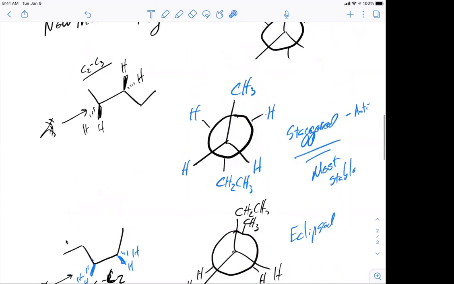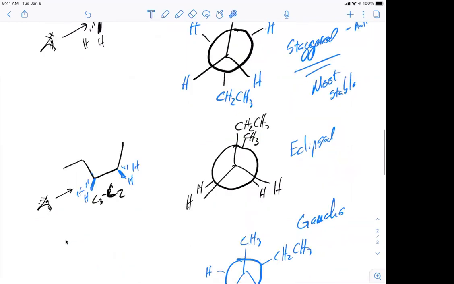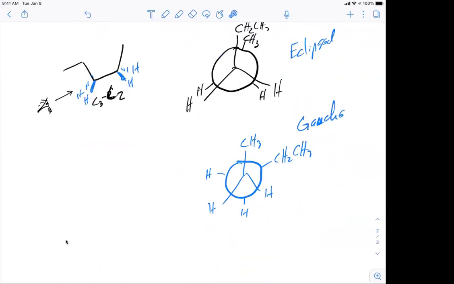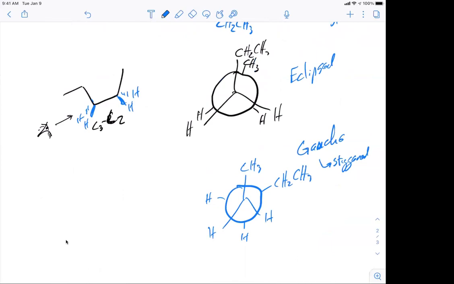Up here, when we look at it, we get anti because the two groups are on opposite sides to each other. So they're staggered. Eclipsed is whenever they're lined up. And then, of course, this is gauche, but it's also staggered. So there are two forms of staggered. For eclipse, there's not formal terminology. Usually what's called a high energy eclipse and a lower energy eclipse. This, because the two biggest groups are attached, would be your highest energy eclipse.